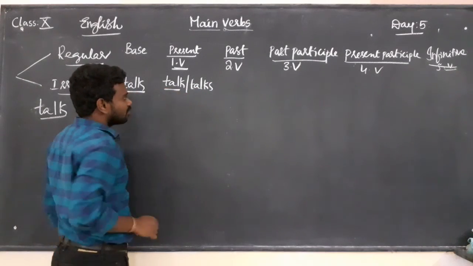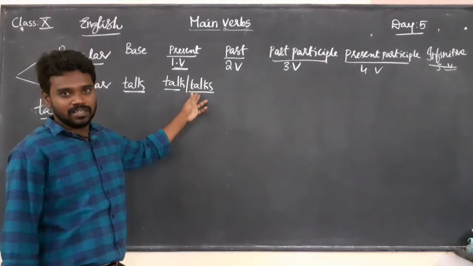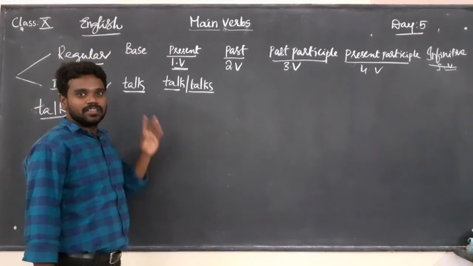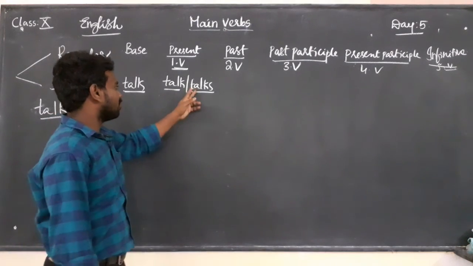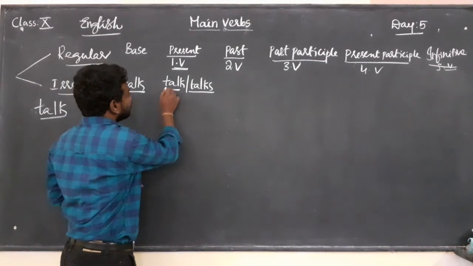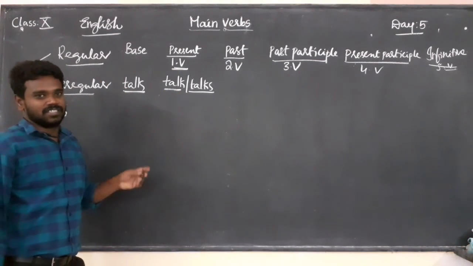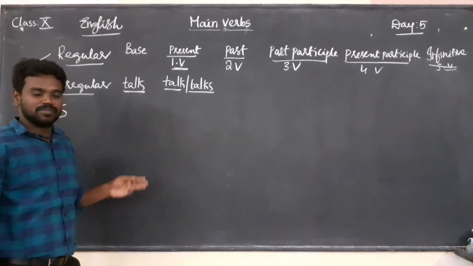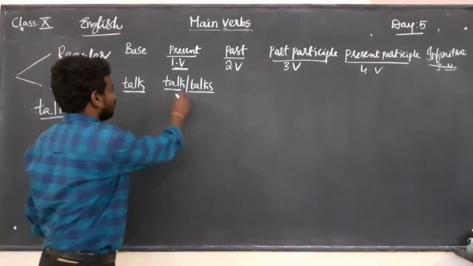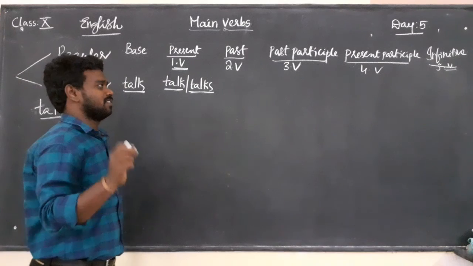So when do we use talk and when do we use talks? When the subject is third person singular, I mean he, she, it, we use talks. Talk goes with first person, second person and third person plural. First person I, we, second person you, and the third person they. So talk goes with them. Talks is third person singular.